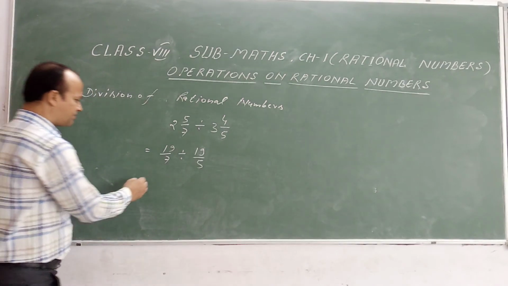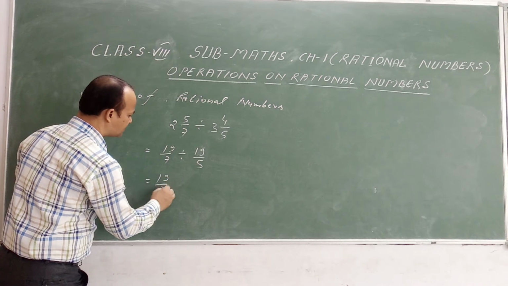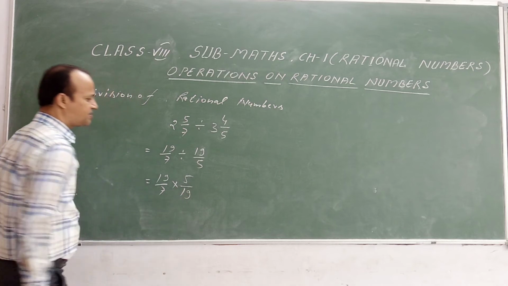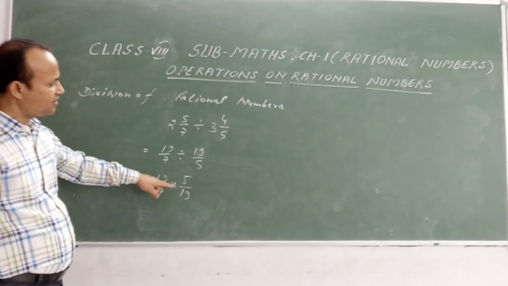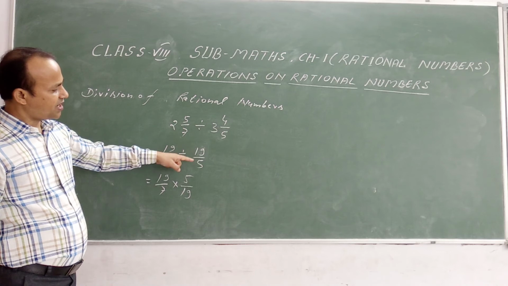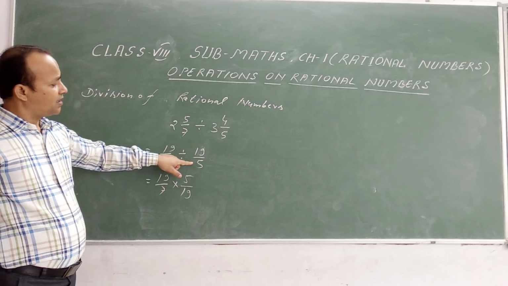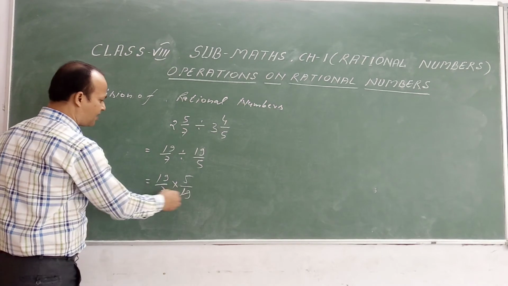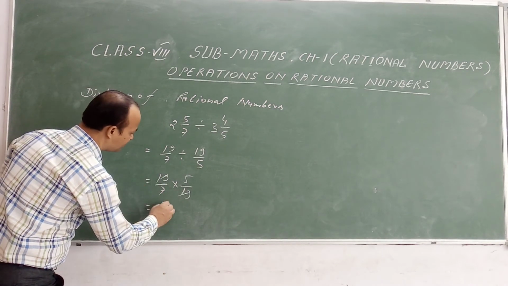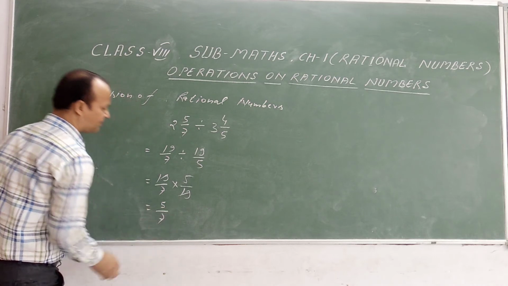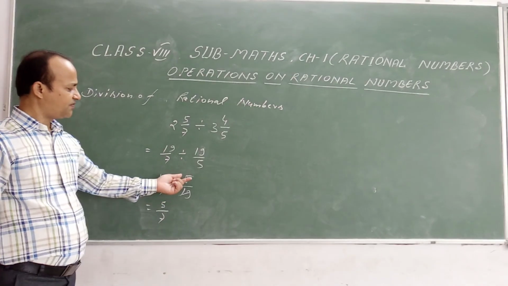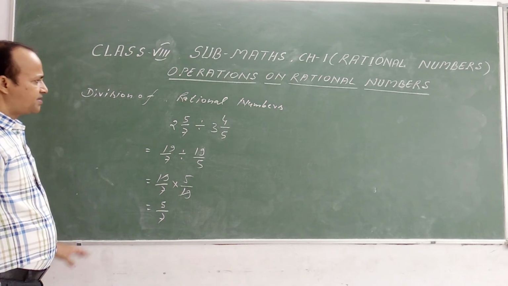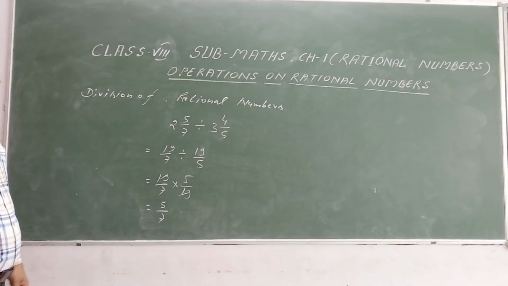Now next one is 19 upon 7 multiplied by 5 upon 19. Change the sign of division into multiplication and change the fraction 19 upon 5 into its reciprocal form, that will be 5 upon 19. 19 will be cancelled and the result will be 5 upon 7, because in the numerator there is only 5 and in the denominator there is only 7. This is the way by which you can operate on rational numbers.